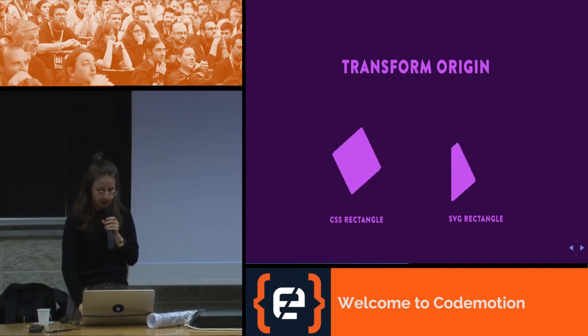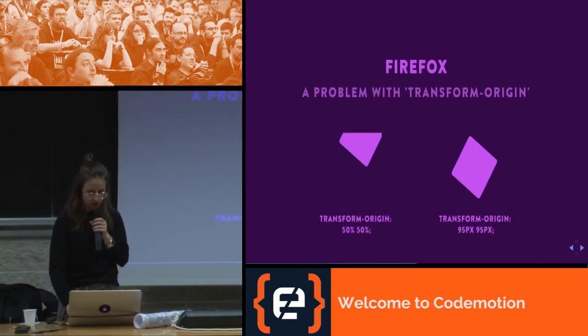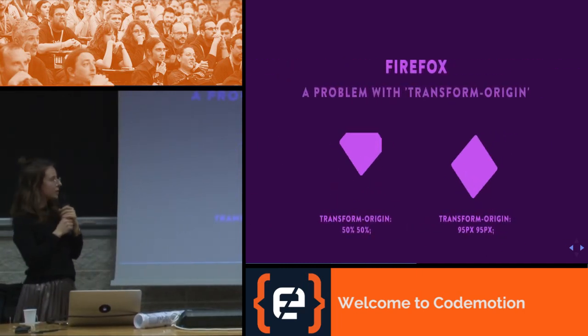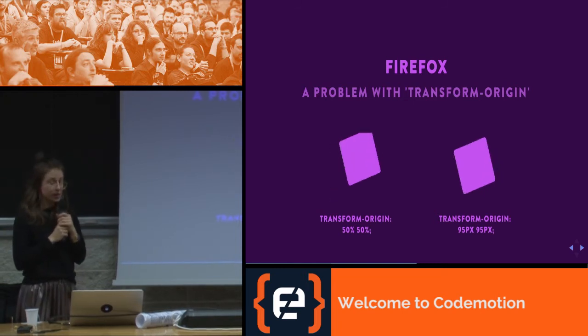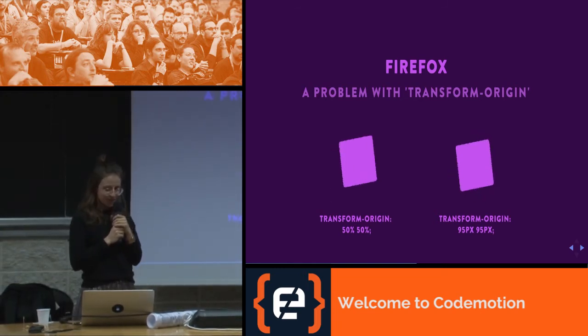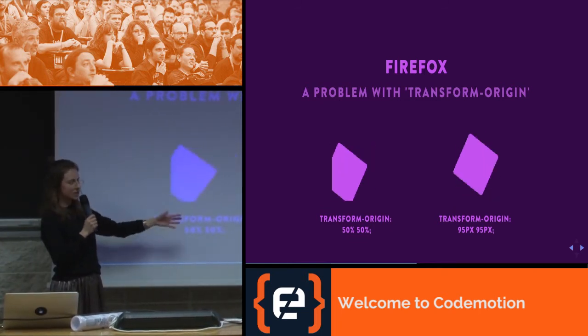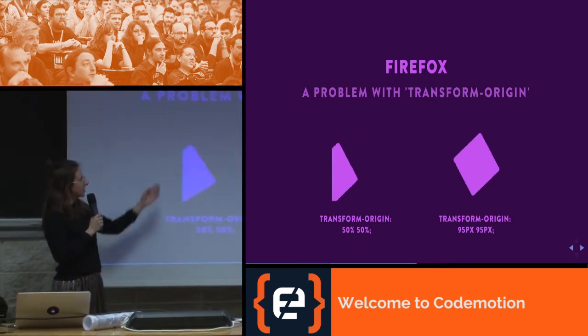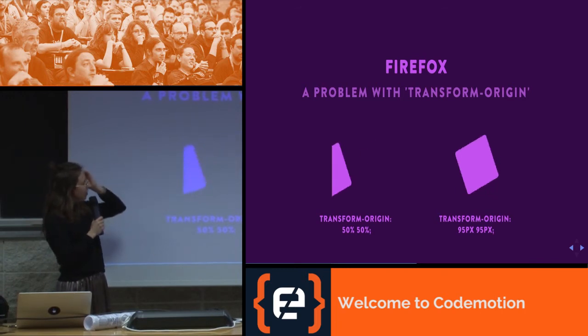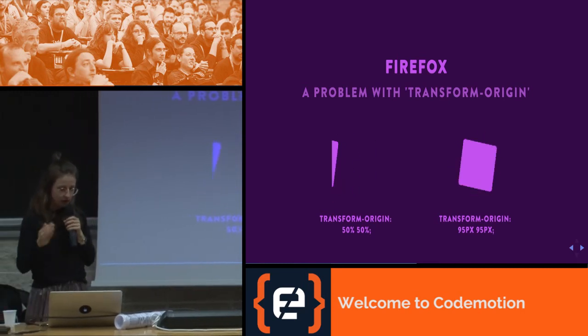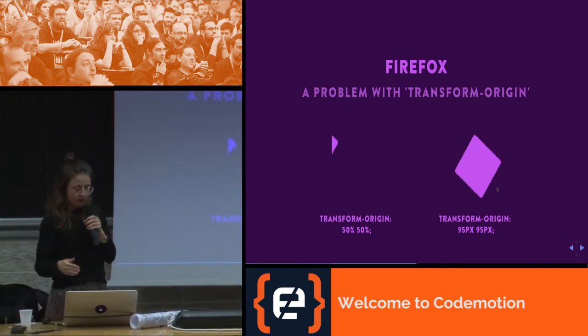So we have to change it in SVG. It's easy because you use transform origin. Unfortunately, Firefox doesn't want to work with us because transform origin 50% and 50% or center doesn't work. As you can see, it's something like this. So you have to find absolute values, and you have to count it or define it in terms of your width and height.